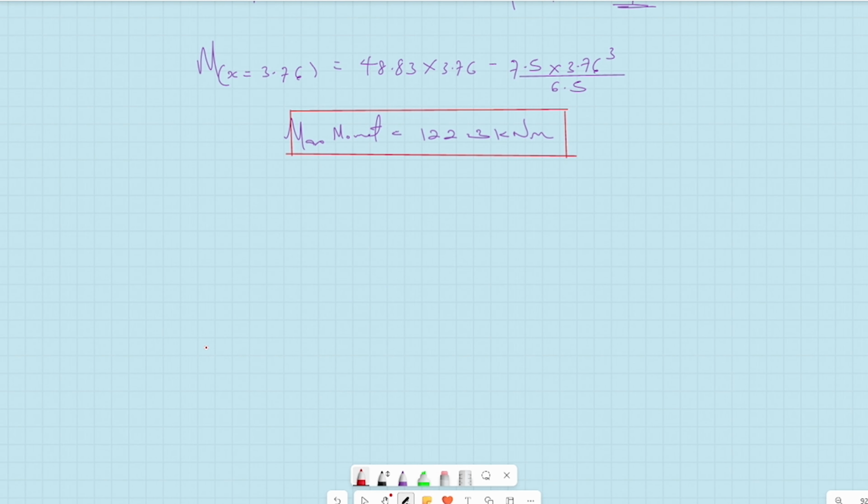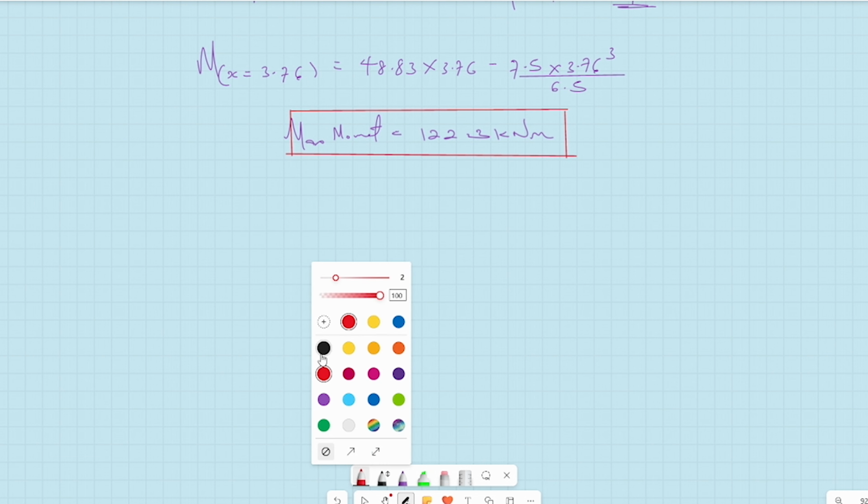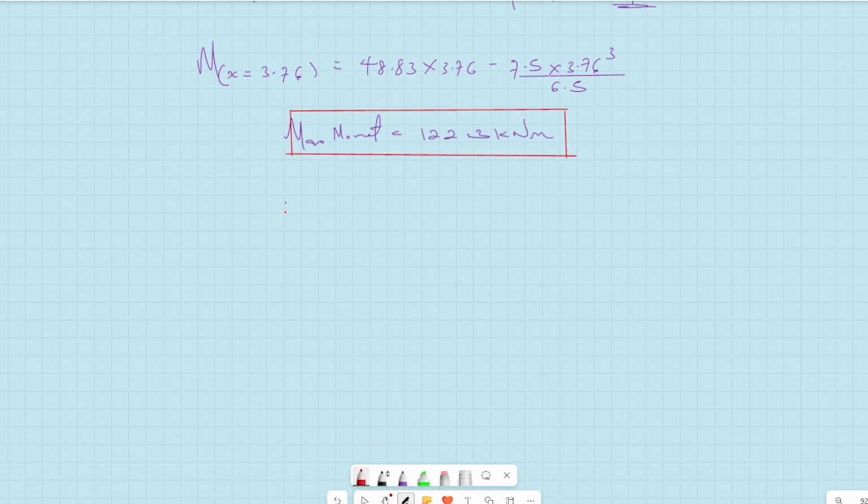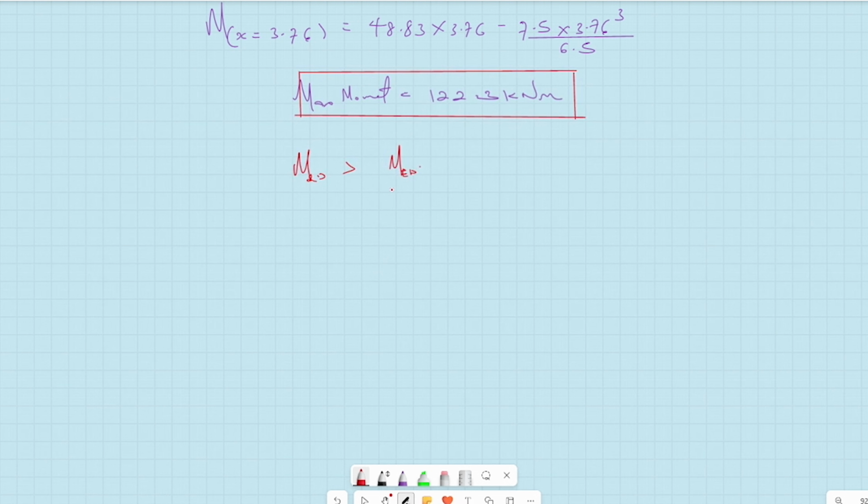Let's move forward. Now that we have our design moment, we need to find the ultimate moment of resistance of the section just to know if it's capable of withstanding the design moment. If you can remember, our ultimate moment of resistance, M_Rd, should be greater than our design moment. So how do we get that? We already know this is the design moment. So now how to get this?